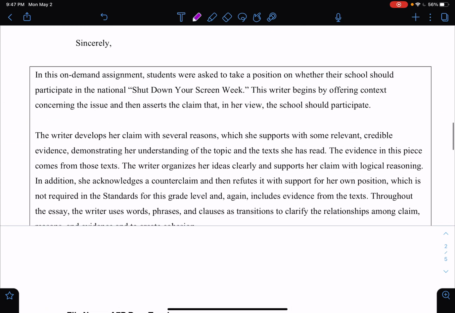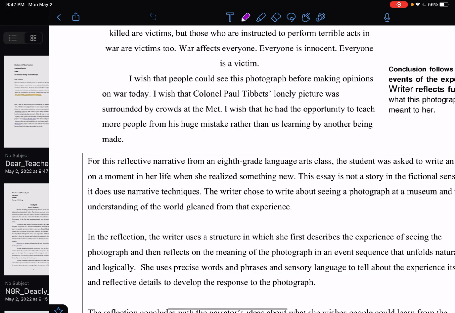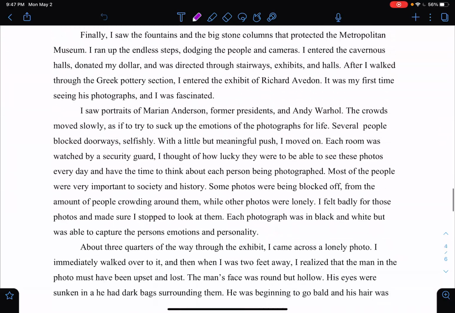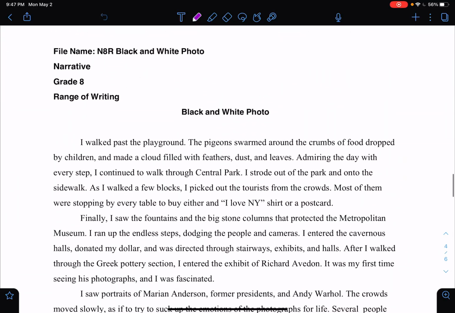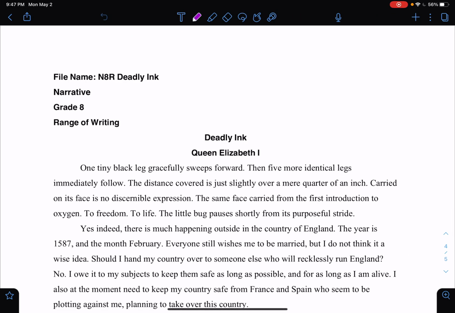Okay. Now, dear teachers, let's do this one. So this is a narrative. Now, with a narrative, there has to be some sort of conflict. Actually, I'm not gonna pick this one. There's another one that I like. This one. This is a narrative.